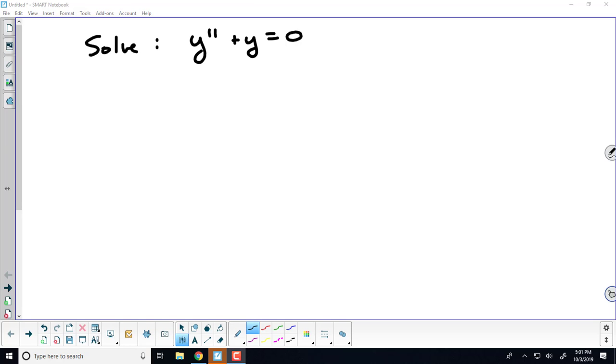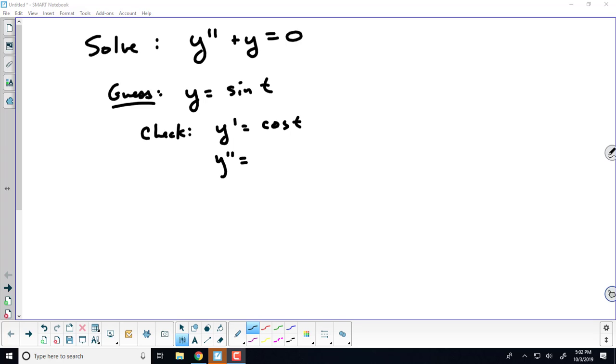So what type of function do you think would work here? Do we have a guess? Some function that when we take the second derivative, we're back to where we started, but with a different sign. Cosine or sine? Yeah. So let's first take a guess, and we're going to guess that y equals the sine of t is a solution. Okay, so let's check that. So we get y prime is the cosine of t, and then y double prime is minus the sine of t.